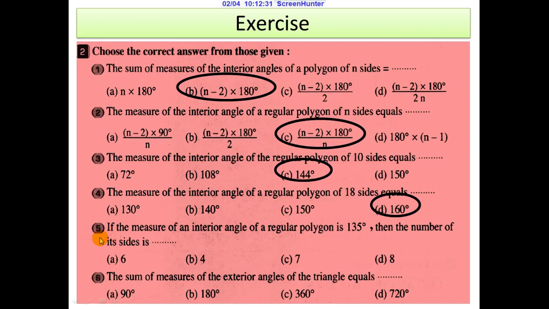Number 5, if the measure of an interior angle of a regular polygon is 135 degree, then the number of its sides is what? When he gave me the measure of one angle of a regular polygon and asked me to find the number of sides, what about the suitable rule here? We are going to use the rule which says 360 over (180 minus x degree). It means 360 over (180 minus 135 degree). It will be equal, yes, 8.